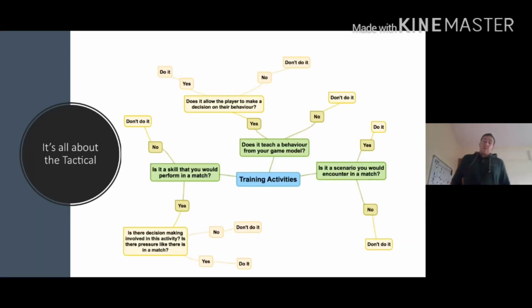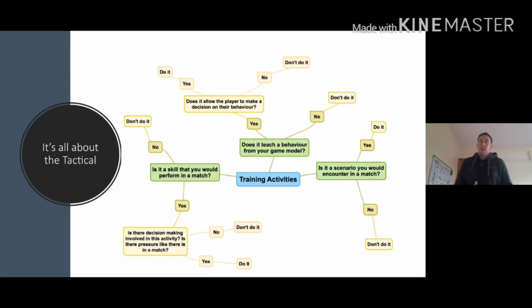So when it comes to designing training activities, first of all, you're going to have your warm-up, your athletic preparation, and you might have some extra fitness work or speed work. But when it comes to doing activities with the ball, we can break it down into 3 different areas: the first one is skill, the second one is behaviours, and the third one is match scenarios.